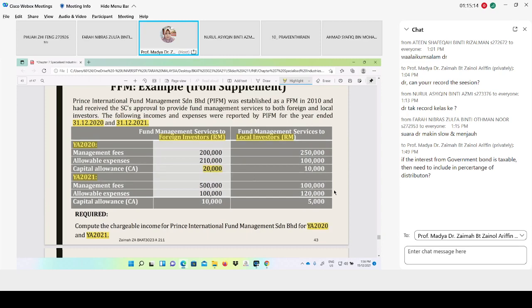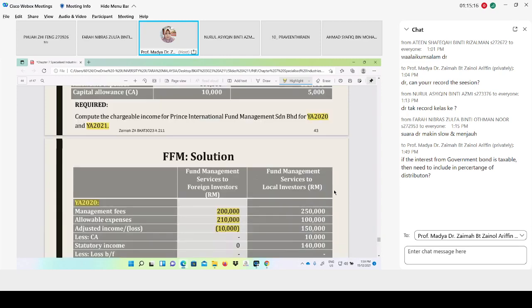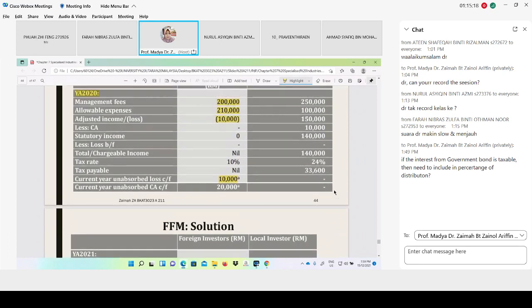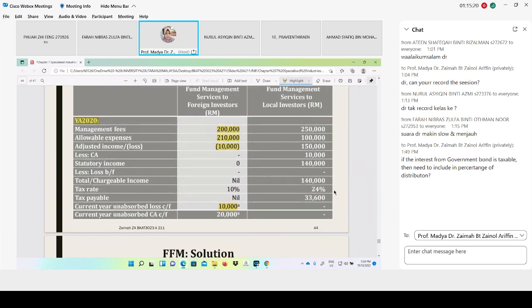Right? Because of your adjusted loss, you cannot absorb your capital allowance. So your capital allowance also can be carried forward for the following year, only under foreign investor, not for the local investor. Okay, look at the following year for the foreign investor.